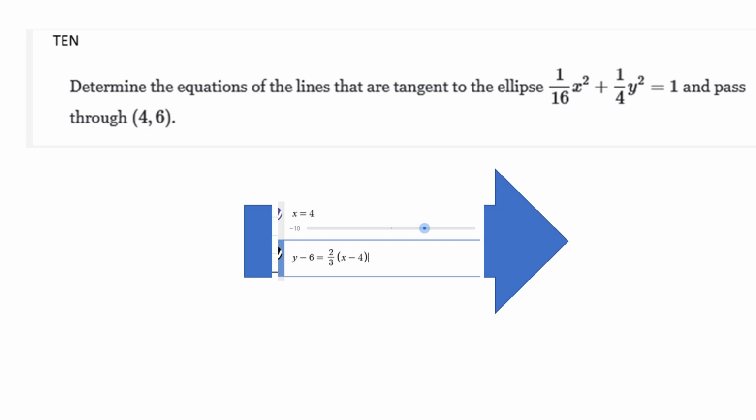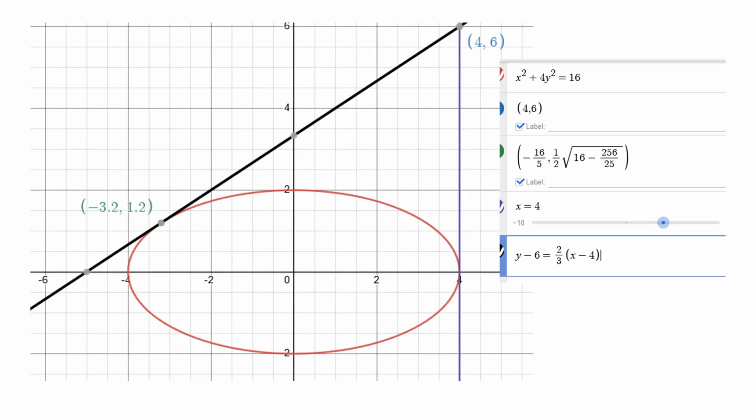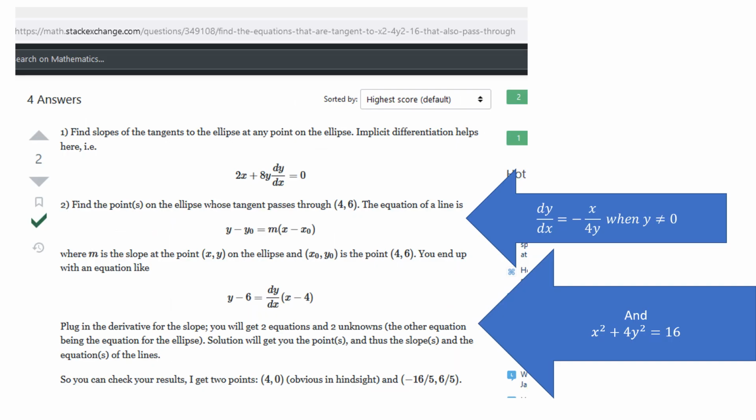Number 10 may have been algebraically the more difficult problem that we have here. To determine the equation of the lines that are tangent to that ellipse, 1 over 16 x squared plus 1 over 4 y squared equals 1, and pass through the point (4, 6). Well, the answers are going to be x equals 4, that is one of the lines, and the second line is y minus 6 is equal to 2/3 times the whole of x minus 4. But let's talk about how we solve this problem. And here's just a graph where I show that, yes, those are definitely solutions to the problem.